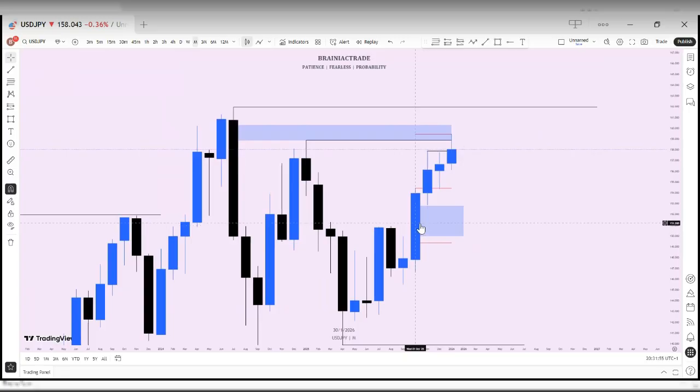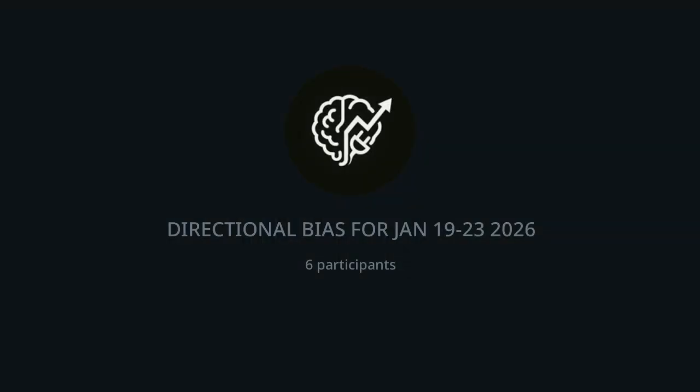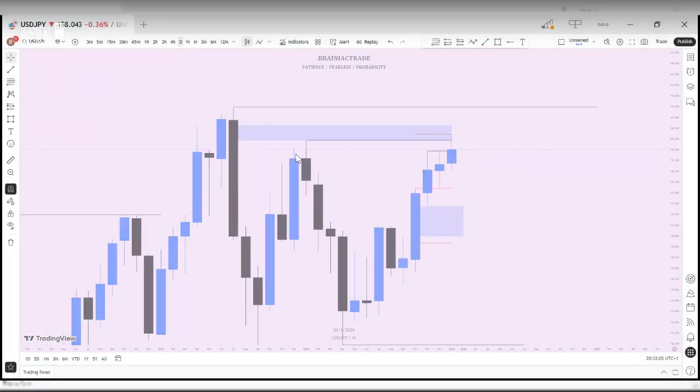This is the internal range liquidity. After this external range liquidity, this is the internal range liquidity, and the internal range liquidity has now overlapped with the fair value gap and with the premium and discount. So you can see that it's a high probability zone. So let's go. I think my network is slow, but it will come up.